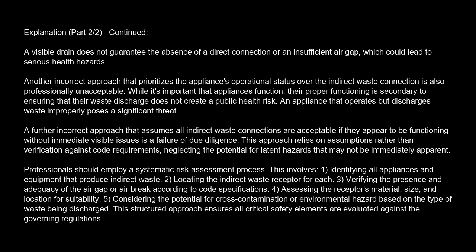This involves: 1. Identifying all appliances and equipment that produce indirect waste. 2. Locating the indirect waste receptor for each. 3. Verifying the presence and adequacy of the air gap or air break according to code specifications. 4. Assessing the receptor's material, size, and location for suitability. 5. Considering the potential for cross-contamination or environmental hazard based on the type of waste being discharged. This structured approach ensures all critical safety elements are evaluated against the governing regulations.